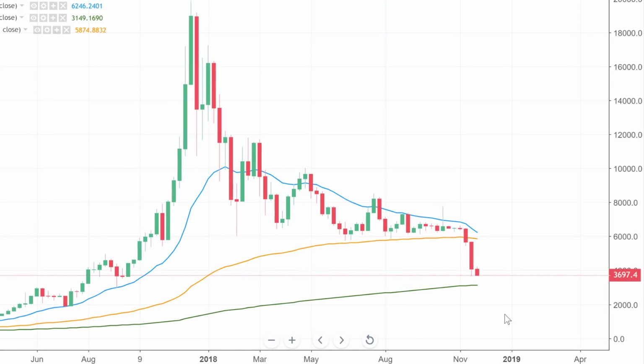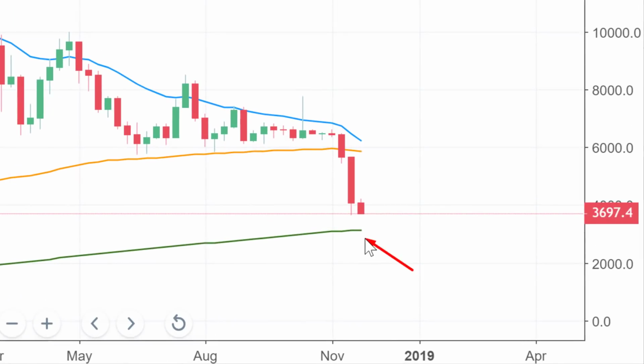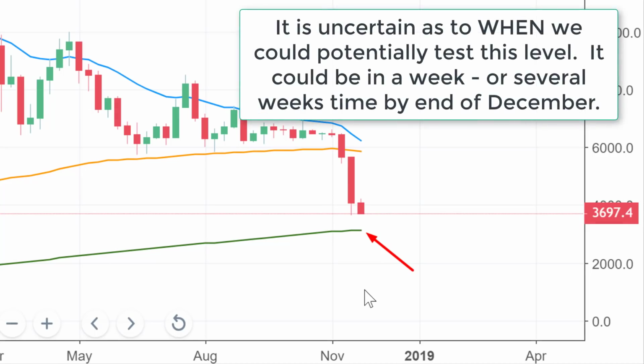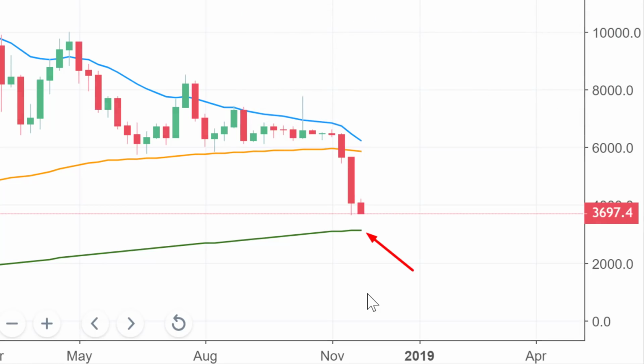Now, as to the question of when we potentially get to this level, the 200 weekly average, that I don't know. It could be very quickly, in a week's time, or it could be in several weeks' time, by the end of December. As we have seen already, Bitcoin can be rather unpredictable in how quickly it moves. Bitcoin can move very quickly, several hundred points, in just a matter of a few days.